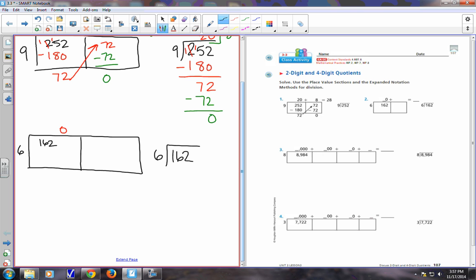So 162, I'm looking at the 16 to do those simple math fact type reflections. And so 6 times 2 is 12. I'm going to go to the next one to make sure I did enough. So 6 times 3 is 18. So that's too much. So I'm going to stay with the 2. So 20 times 6 is 120. If I was doing the same first step in the expanded notation, I would do the same thing.